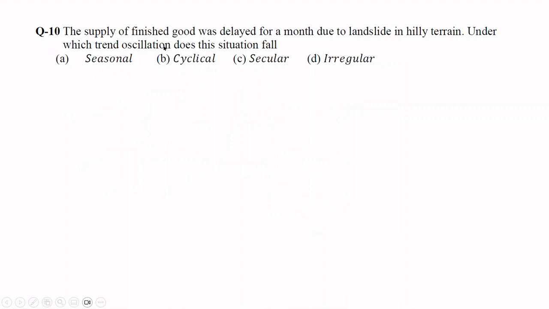Next question: the supply of finished goods was delayed for a month due to a landslide in hilly terrain. Under which trend oscillation does this situation fall? Here we can see that this happens all of a sudden. It is unpredictable. As a result, it falls under irregular trend. So the correct option is option D.